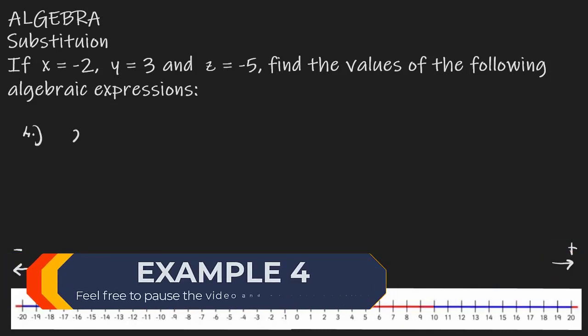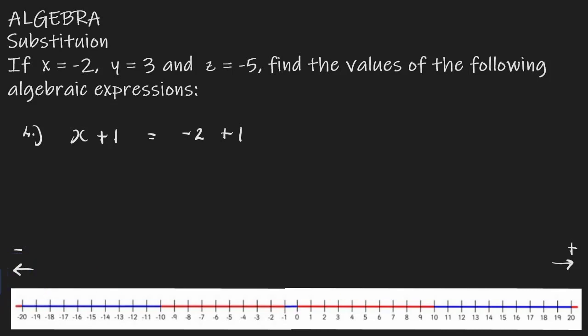Number 4, x plus 1. X is -2 plus 1. So my starting point is at -2, and I'm adding +1 to -2, so I'm jumping to the right 1 spot. So this is -1. So -2 plus 1 is equal to -1. Answer.